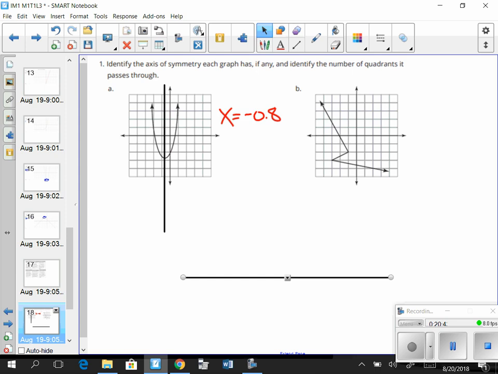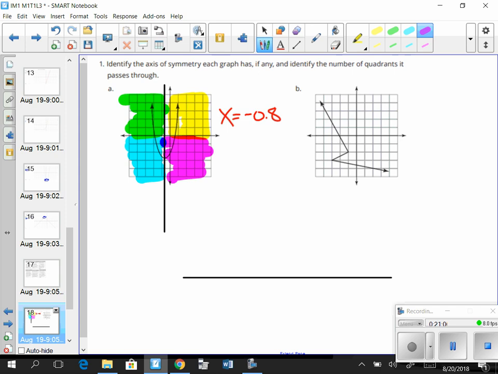You also have to say how many quadrants this passes through. Let's remember what a quadrant is. There are 4 quadrants on a graph. We've got quadrant 1, two, 3, and 4. I can see that this graph crosses through all 4 quadrants, so I'm going to say that this graph passes through 4 quadrants, all 4 of them.